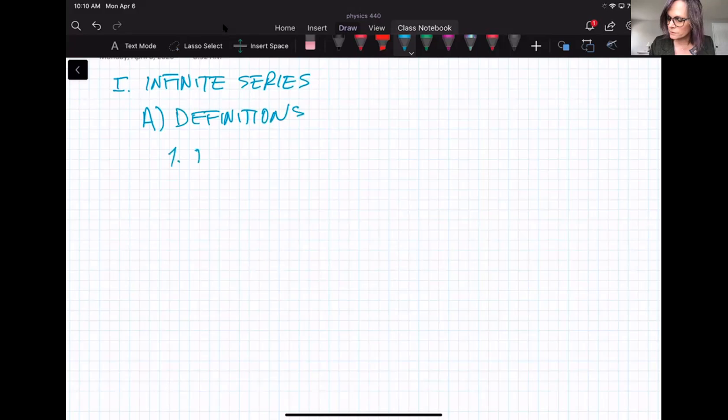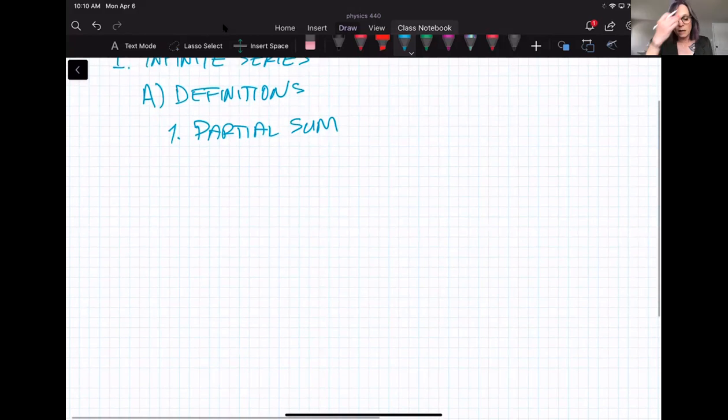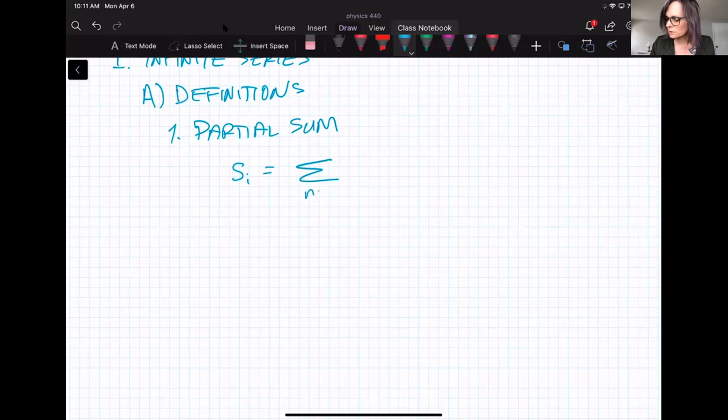So we'll start with some definitions. And the first is our definition of a partial sum. That is, we're assuming that we have a sequence of numbers, and for any of these series, whether they're divergent or convergent, we can define a partial sum S sub I as the sum of terms from n equals 1 to I of U sub n.